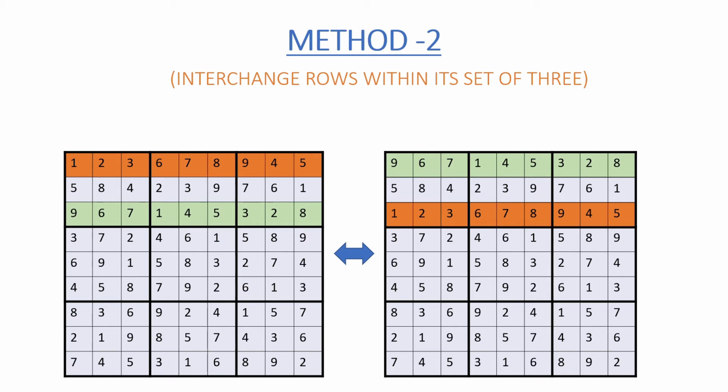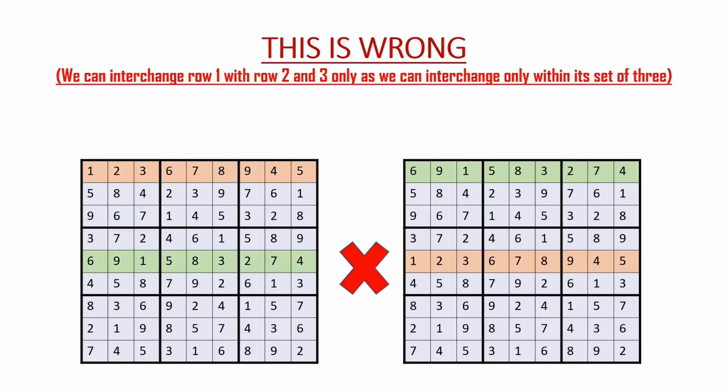However, we can interchange rows within a set of 3 only. For clarity, I would take another example. In this, I have interchanged row 1 with row 5, which is wrong. So, we can interchange rows 1, 2 and 3 or rows 4, 5 and 6 or rows 7, 8 and 9 within themselves only.